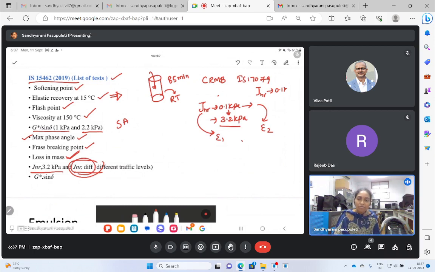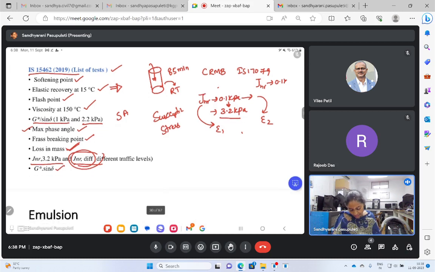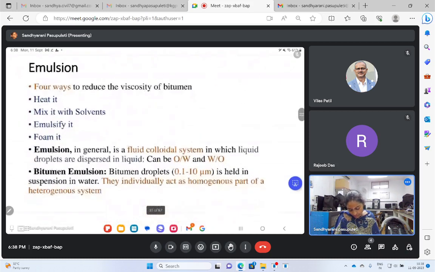We do not want our material to have more stress sensitivity. So today if a vehicle carries a stress of 0.1 kilopascal, and later a vehicle carries a stress of 3.2 kilopascals, the pavement should not behave too differently. So we should always have lesser susceptibility to temperature and also lesser susceptibility to stress. And another parameter is G star into sine delta. This is a fatigue related parameter. So that is about the modified bitumens.